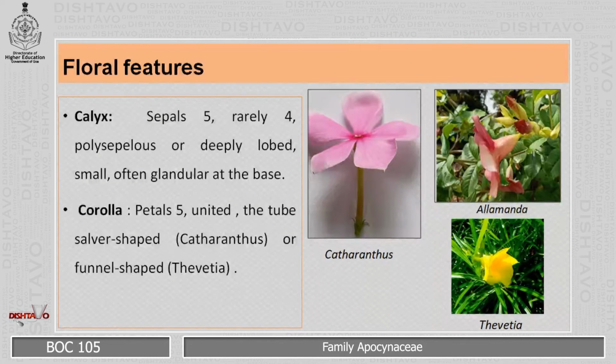Now the corolla. Corolla is made up of petals. Now petals here are united and therefore we say gamopetalous. The tube, in case of Vinca or Catharanthus, forms a salver shape. What's the meaning of salver shape? Salver shape is a straight long tube, and right on top of it you will find the petals are free. That arrangement we call salver shaped, as in case of Catharanthus. Or it may be funnel shaped as in case of Thevetia. You can see the yellow flower Thevetia. That's funnel shaped. Or you will find it is campanulate or bell shaped as in case of allamanda.